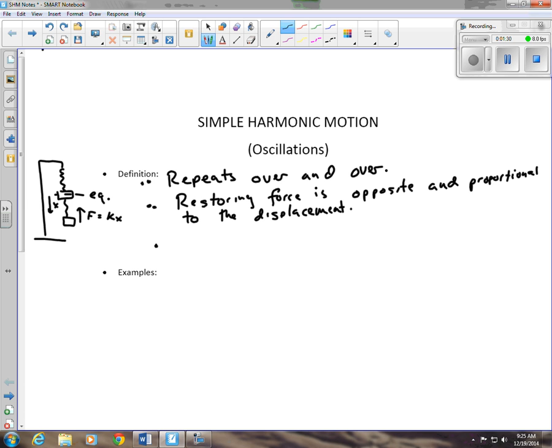If that's true, then the position is a cosine or a sine function. In AP Physics 1, they always assume it's a cosine function, but it could be a sine function. I'll talk about that a little bit.